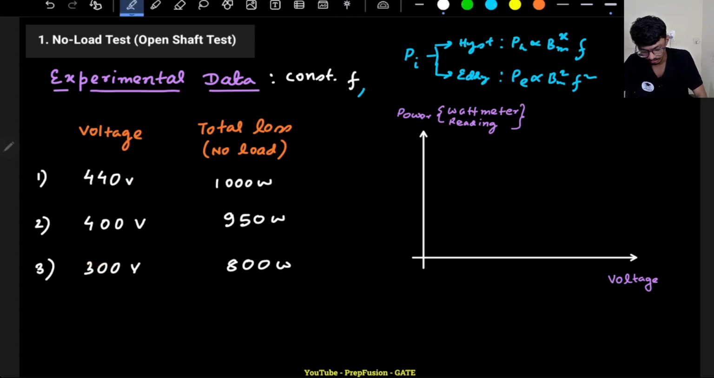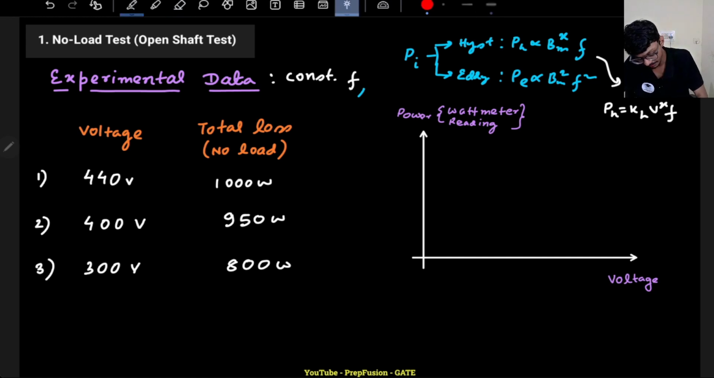What we know is we have two components in the iron loss, hysteresis and eddy current. Hysteresis loss is proportional to Bm raised to power x. So my Ph will basically be Kh into V raised to power x, f into... what is my Bm? Bm is proportional to flux. What is flux proportional to? Flux is proportional to V by f. Okay, so basically it will be V^x f^(1-x).